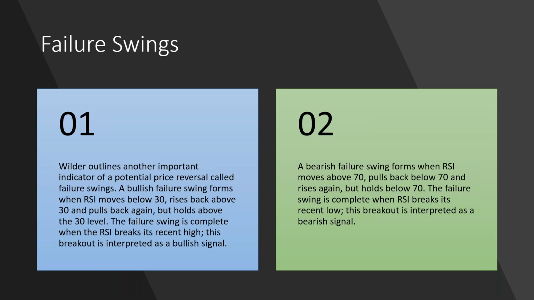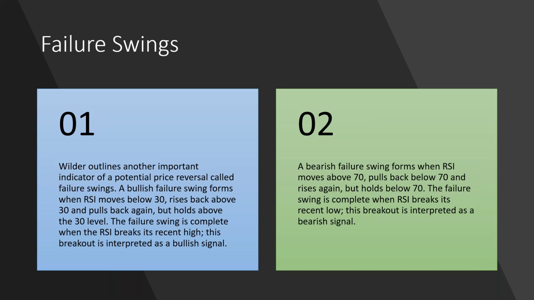Wilder outlines another important indicator of potential price reversal called failure swings. A bullish and a bearish failure swing are the exact opposite of each other. A bullish failure swing forms when RSI moves below the 30, then rises back up above the 30, then pulls back down again, but holds above the 30 level.